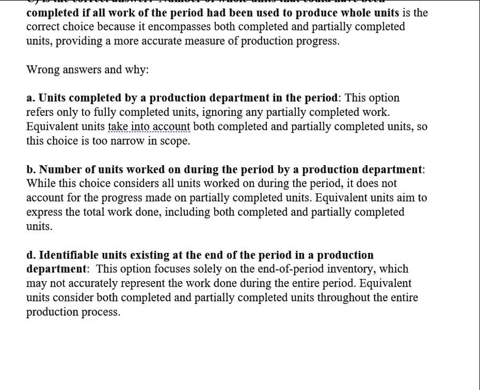And then choice D is also incorrect. Choice D said identifiable units existing at the end of the period in a production department. Now, this is a focus on just the end of period inventory, and that's not an accurate representation of the work done during the period. Equivalent units, remember, considers both the completed and partially completed units throughout the entire production process.